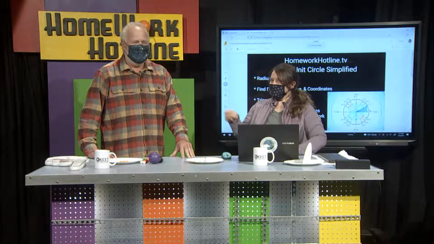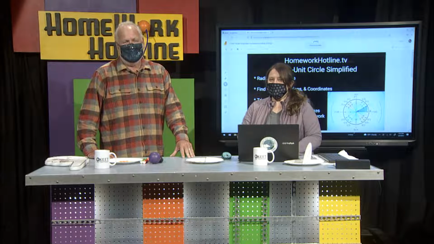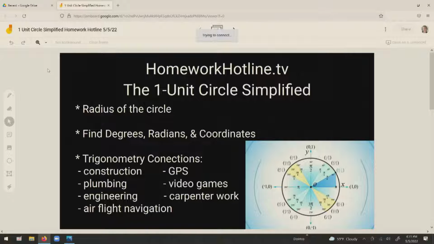Speaking about out and about and going in circles, we're going to talk about something called the unit circle today. It's one of my favorite things to talk about, especially in my Algebra 2 and pre-calculus classes. If you're not quite in those classes yet in high school, we simplified the unit circle for you. There's a lot of simple parts to it. We're going to talk about the radius of a circle. We're going to find degrees, a new thing called radians, and we're going to talk about coordinates. That's where you graph points.